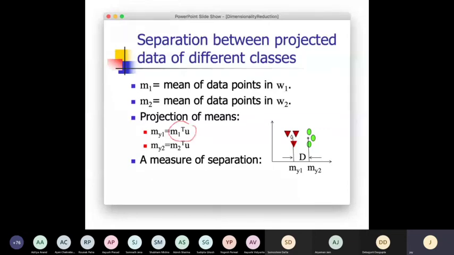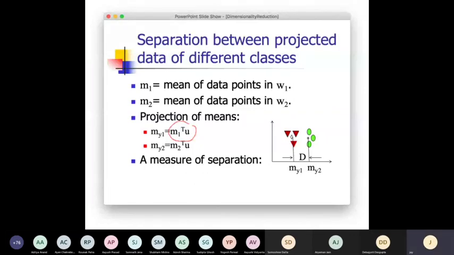So this is the projected mean: M1 transpose U is the projected mean, and my1 is the mean of the projection. I have not defined it, but please consider that it is a projection. So all the data points of class W1 which are projected, if you take the mean of those projections, that is M1. So they are the same. That is true for the other class also.